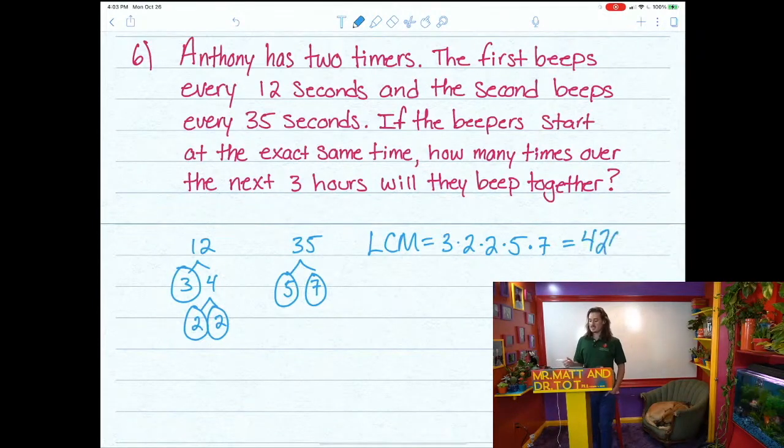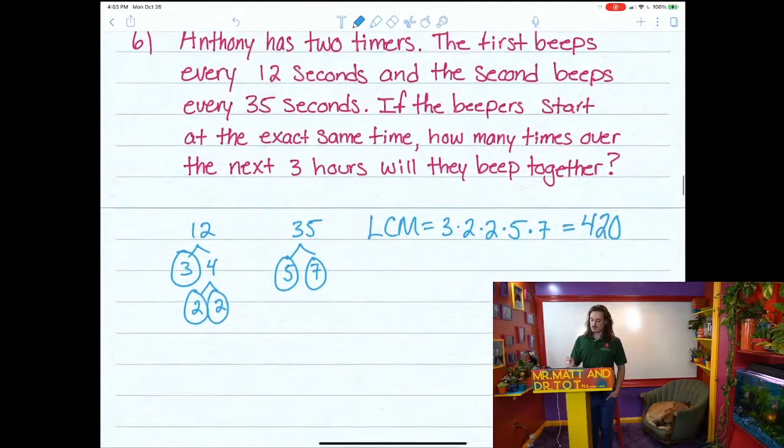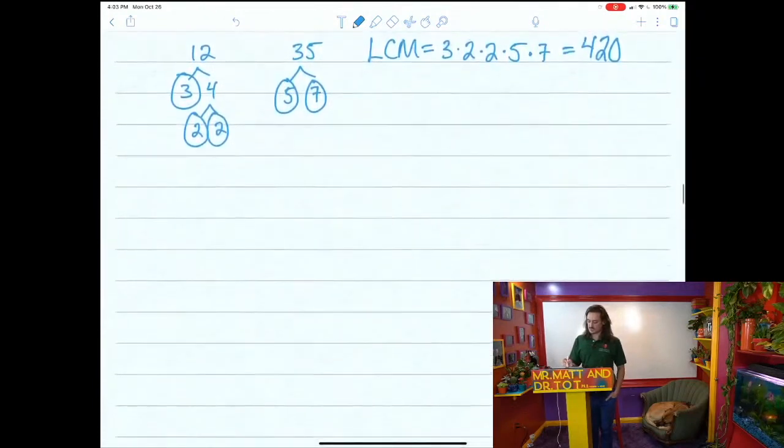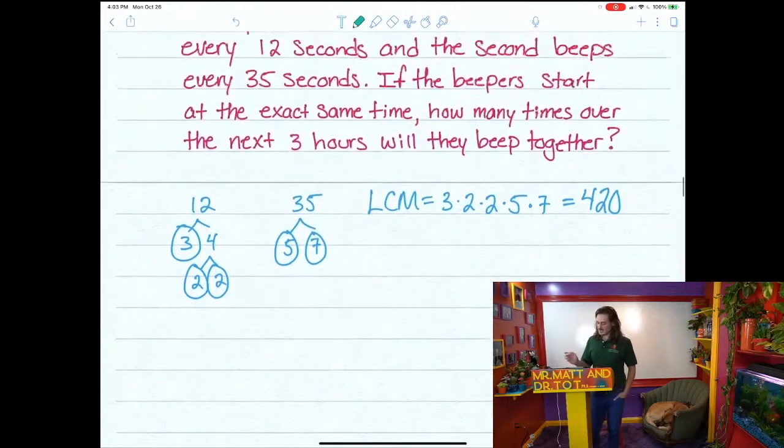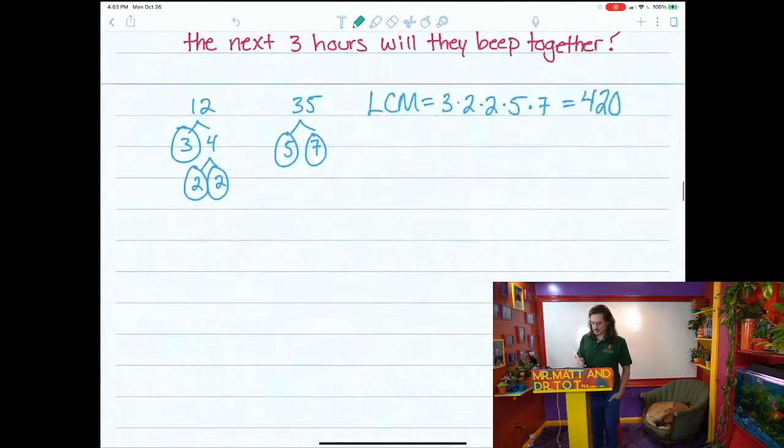So what does that mean? That means that every 420 seconds, and only every 420 seconds, both of those beepers beep together. So that's my first step for you, or hint. Next, we also need to convert, let's see, they say 3 hours into seconds. Sorry, let me get some space here.